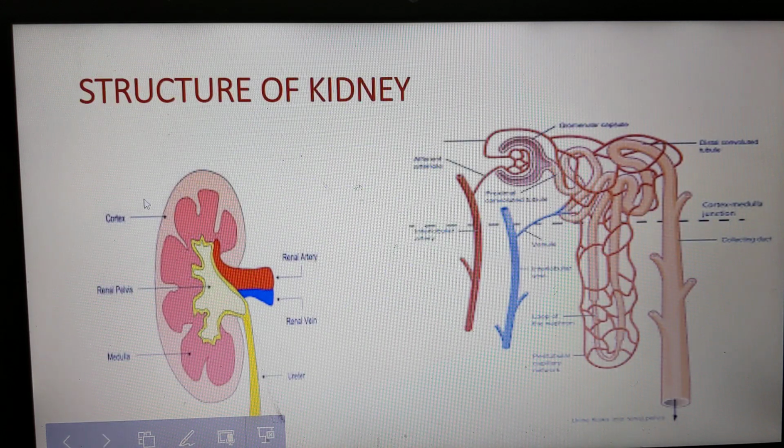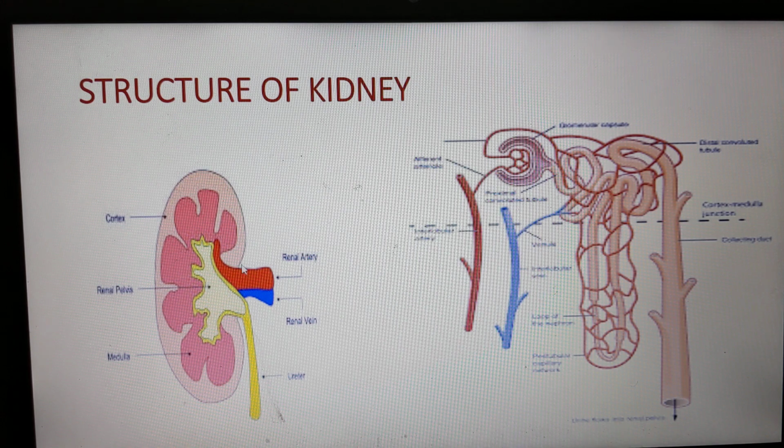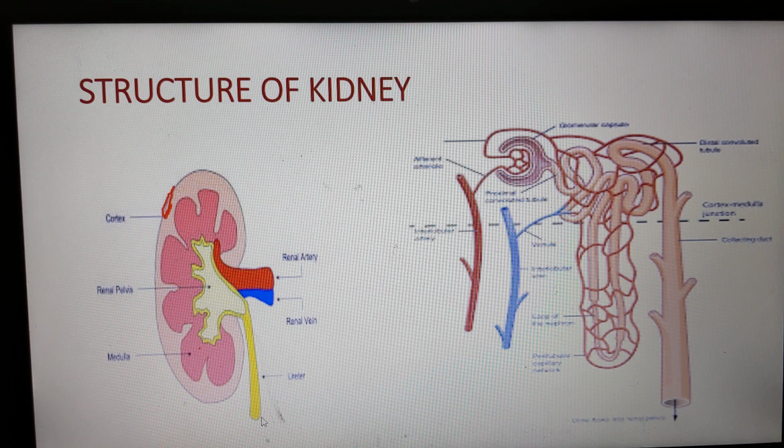Coming to the structure of the kidney. So first let me talk about the kidney. Kidneys are two bean-shaped structures, each about the size of a fist. This is the cross-sectional view of the kidney, where the outer layer is called the cortex, the inner is called the medulla, and these triangular shapes are called the renal calyx, which opens into the renal pelvis, which opens into the ureter.